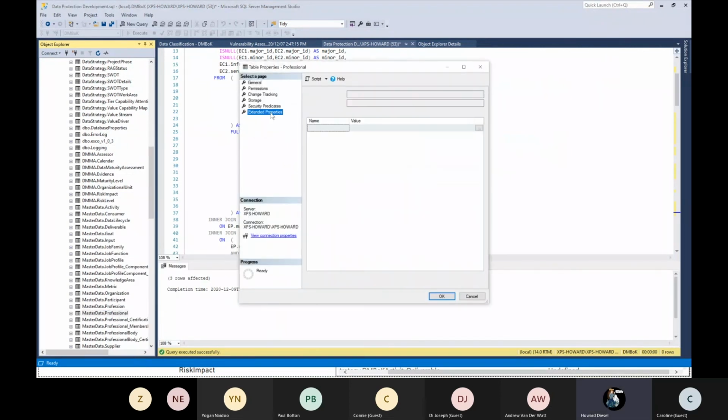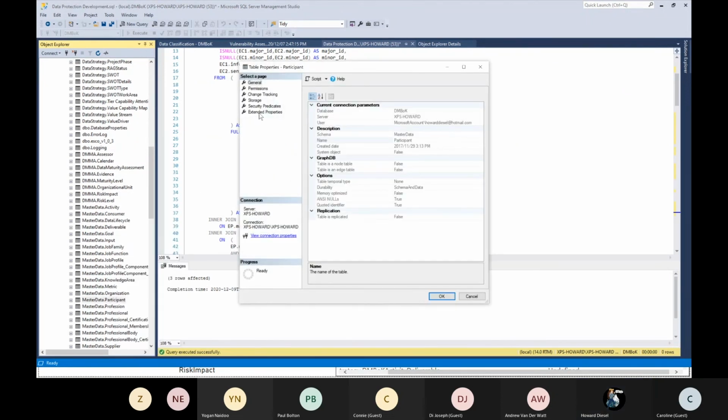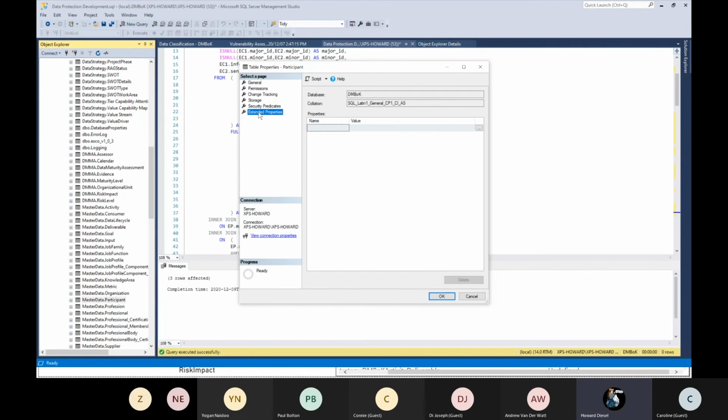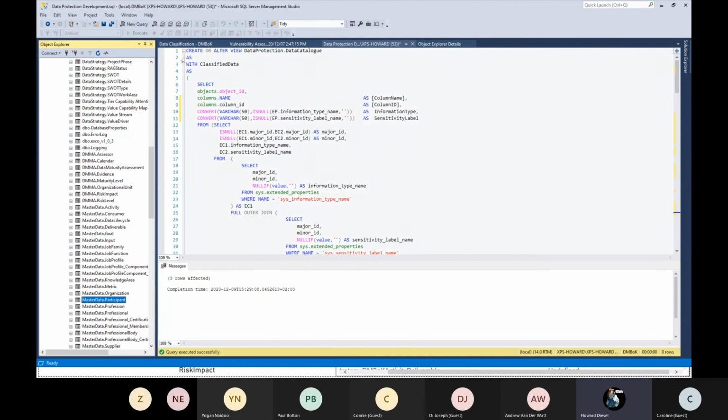I can now see that, oh, that's not the right one. I'm not sure where that went to. Oh, okay, I can't find it right now, but basically that tool adds all of this information to your extended properties.